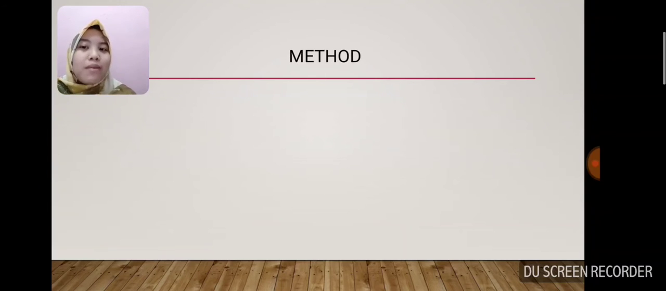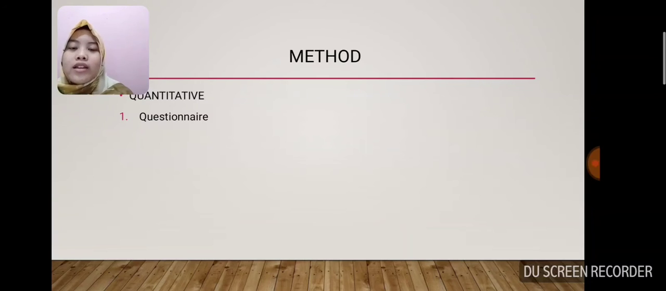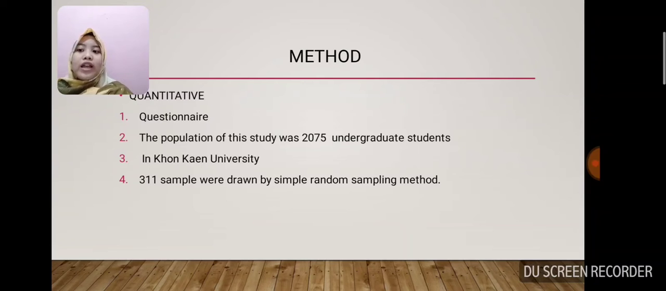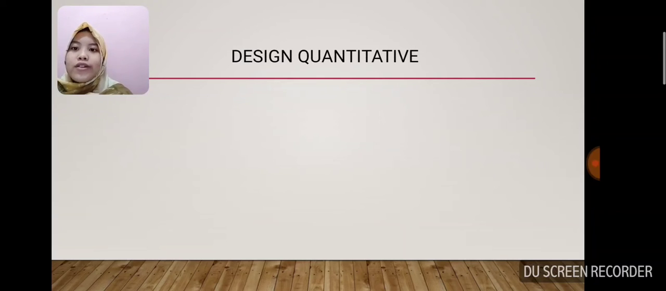Next, I will explain the method. In this method, the writer used two methods. The first is quantitative. In quantitative, the method is a questionnaire, and the participants were the population of the study, 2,075 undergraduate students, at Konkan University, Thailand. 311 samples were drawn by the simple random sampling method. And this is the quantitative design.